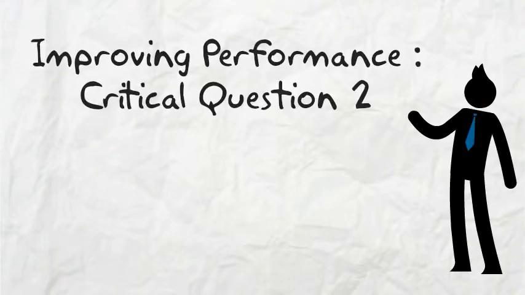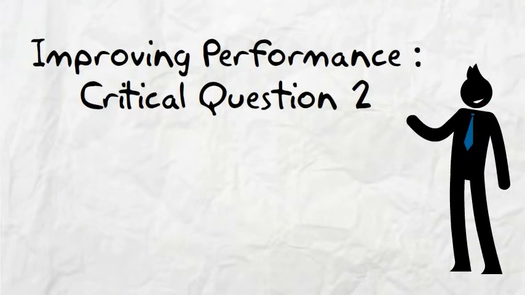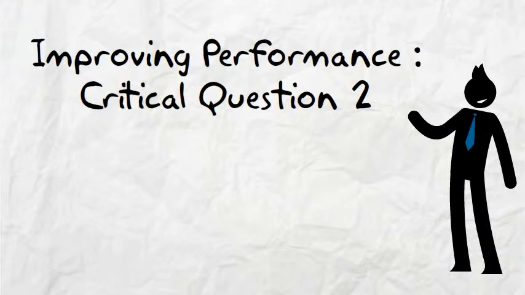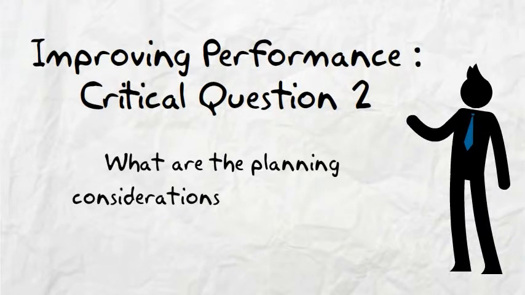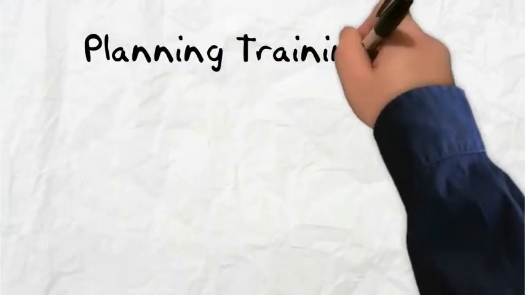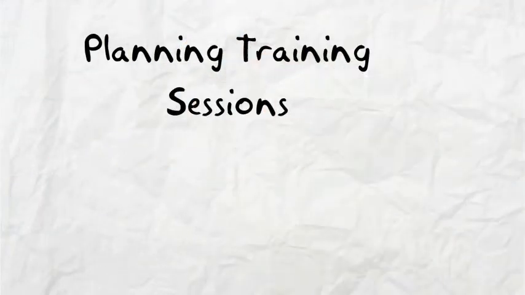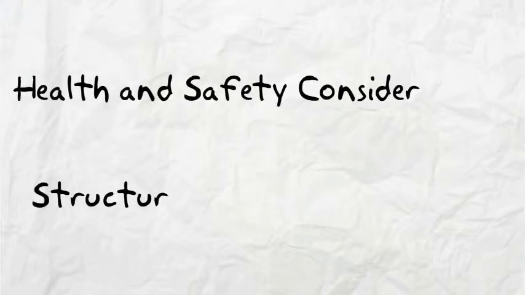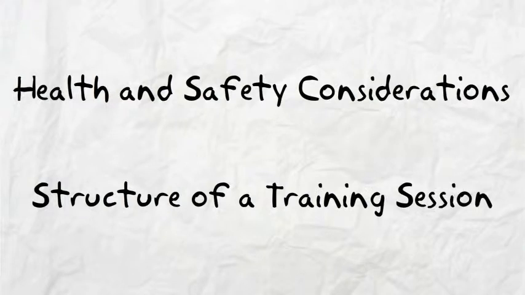Hello! Today I'm going to talk about the Improving Performance Critical Question 2, which is, what are the planning considerations for improving performance? I'm going to deal with the elements to be considered when designing training sessions, which I'll break down into two separate parts: health and safety considerations and the basic structure of a training session. So, health and safety considerations.